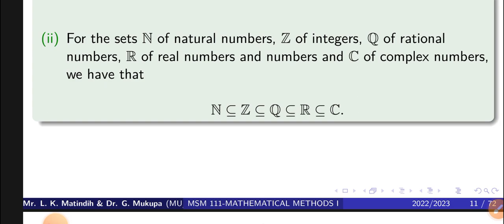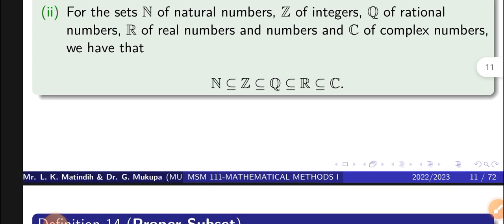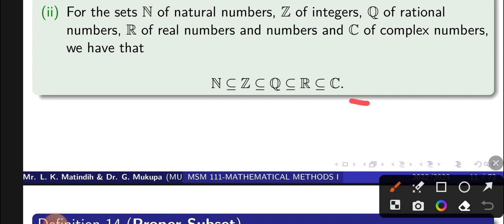So for sets of natural numbers N, integers Z, rational numbers Q, and real numbers R: natural numbers are a subset of integers, which are a subset of rational numbers, a subset of real numbers, a subset of complex numbers. So you will get to understand all these when we come to sets of numbers. But right now, yeah.